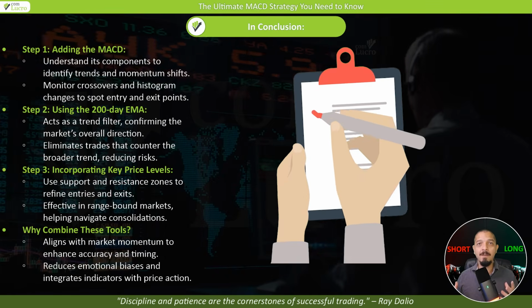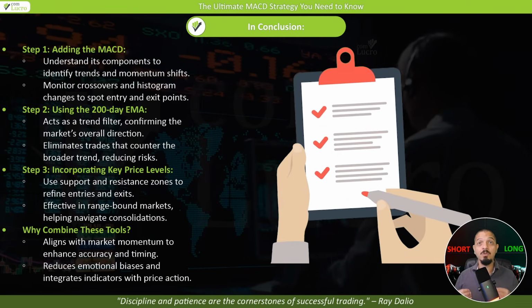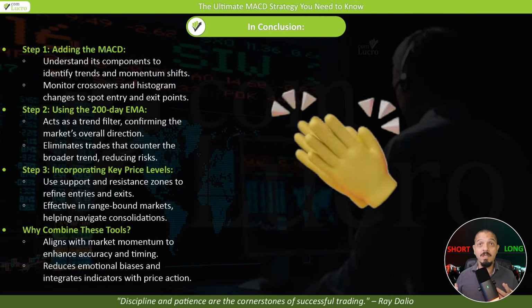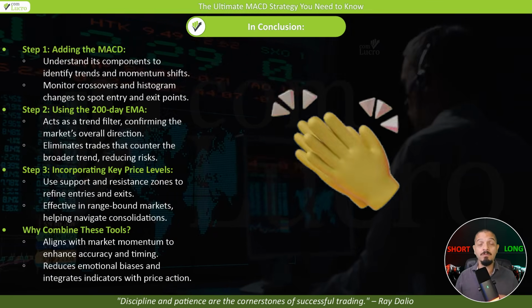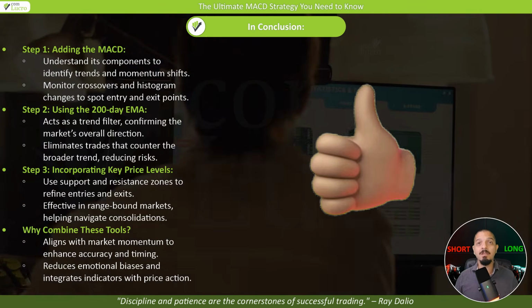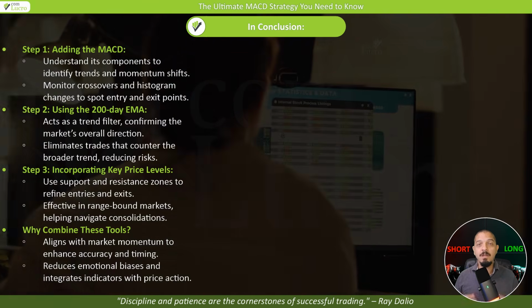By combining the MACD with price action and the 200-day moving average, you create a strategy that is better equipped to filter out false signals and improve accuracy, even when the market starts to consolidate.